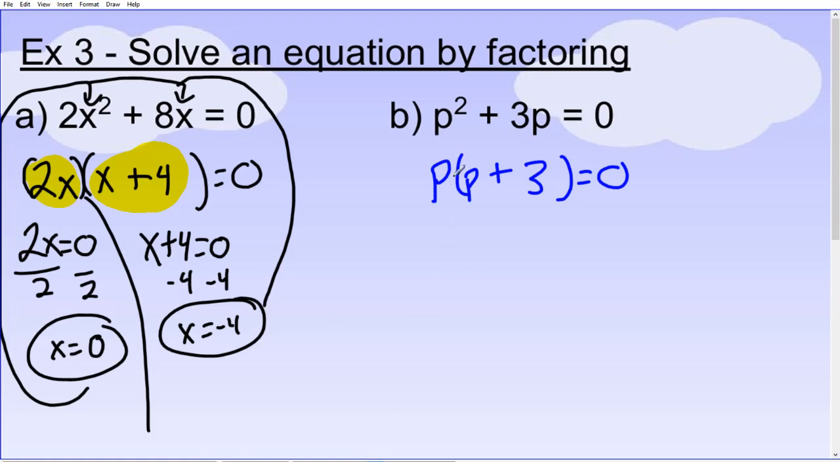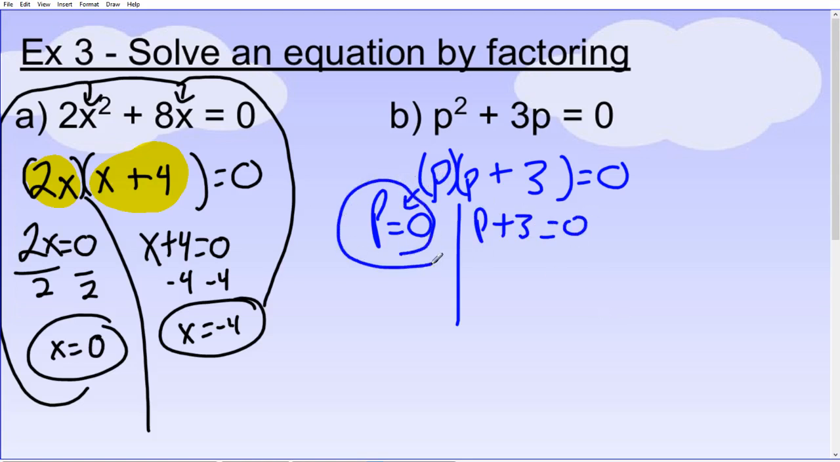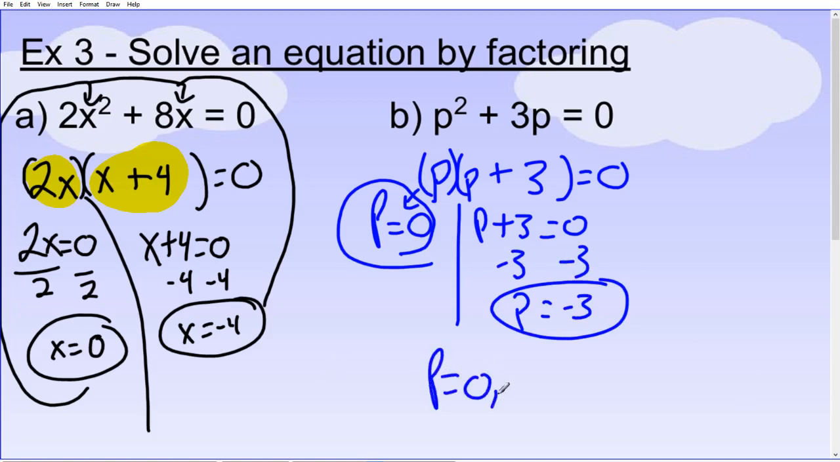Now, I have two things that are multiplied together that equal 0. So either p equals 0, that's the whole equation for this side, just p equals 0, or p plus 3 is equal to 0. Well, I don't have to do anything there. Over here, if I subtract 3 on both sides, p equals a negative 3. And we're done. So my solutions are p equals 0 and negative 3. You can write it like this combined, or you could just leave it as two separate solutions.